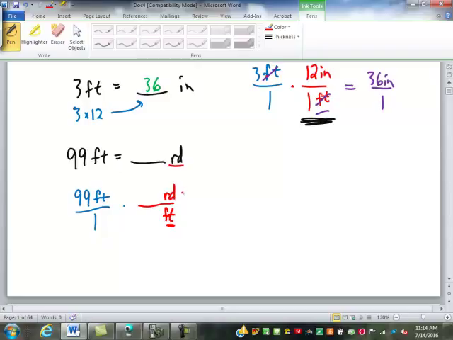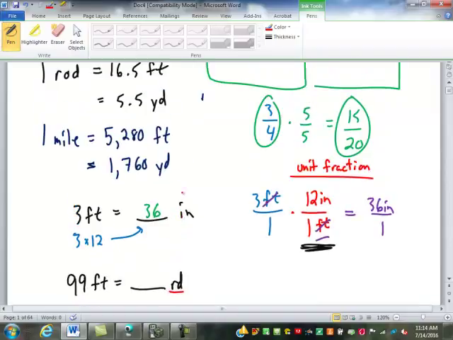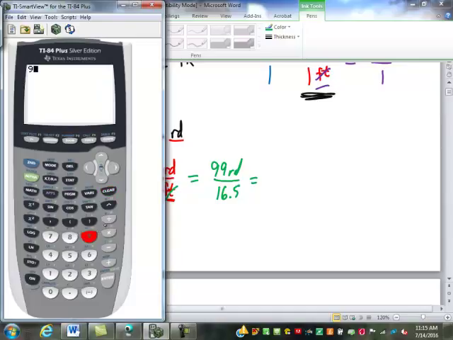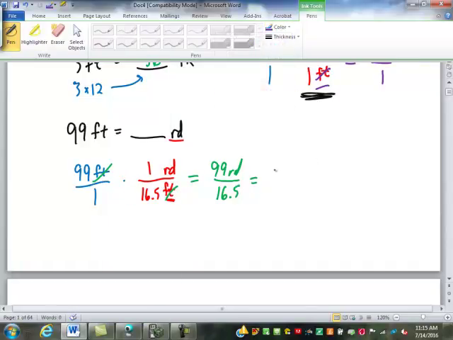Now I can look up my relationship between feet and rods. What is that relationship between feet and rods? If I look up here, 1 rod is 16.5 feet, isn't it? 1 rod, 16.5 feet. So my feet will cancel out. 99 times 1 rod is 99 rods. 1 times 16.5 is 16.5. And then I divide it out. 99 divided by 16.5 should give me 6. And there it is. So there's 6 rods.